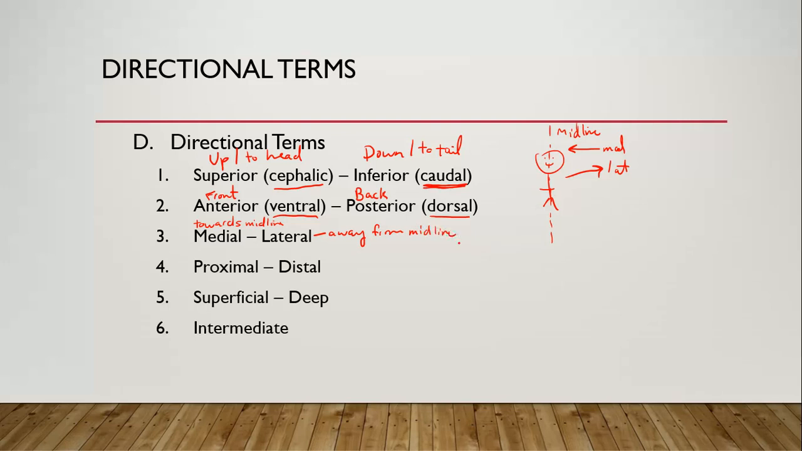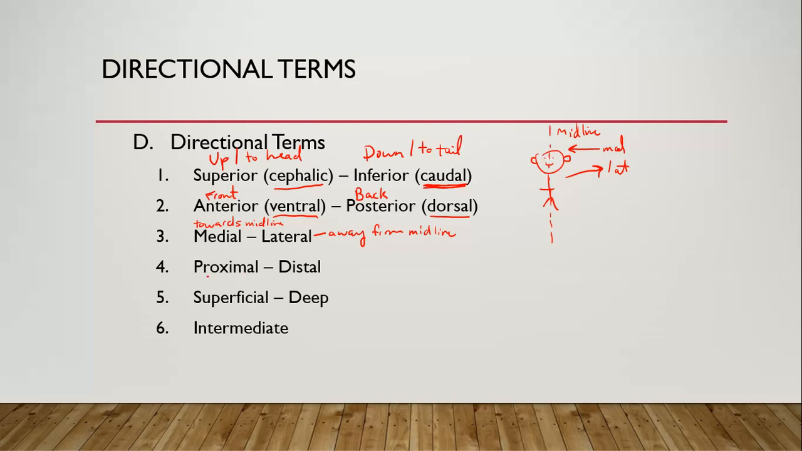So, for example, my eyes are lateral to my nose because they're closer to the side. My nose is medial to my eyes. My eyes are medial compared to my ears. So, if we go back to this little guy and give him some big old ears, those are lateral compared to his eyes.